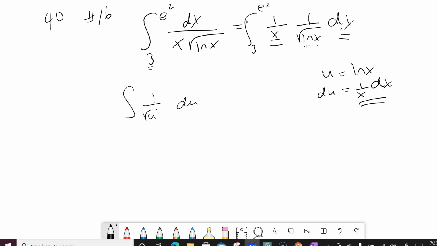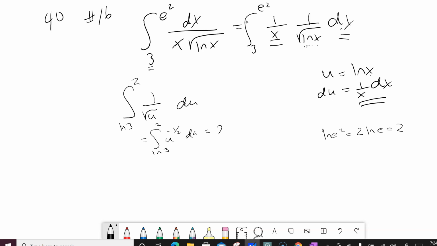Then I'm going to change my limits. I put 3 in for x, so this gives me ln of 3. I put e squared in for x, and I get 2, right? Because ln of e squared is the same thing as 2 times ln of e, and that's 2. Now I'm going to rewrite this so I can take the antiderivative, from ln of 3 to 2.